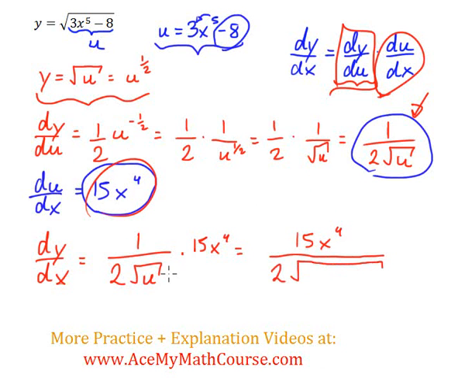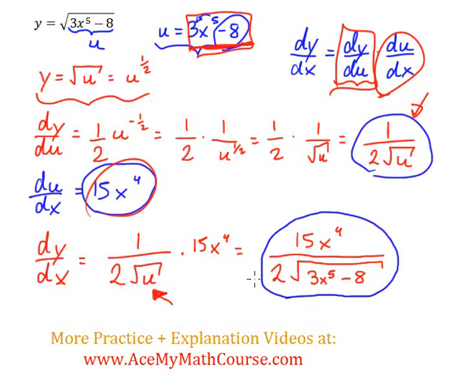Now, I don't want to see a u in the final answer. I want it in terms of x. So let me take that, the 3x to the 5 minus 8, and plug it in where we had the u. And that's it. So dy over dx is equal to this, 15x to the 4 over 2 times the square root of 3x to the 5 minus 8.